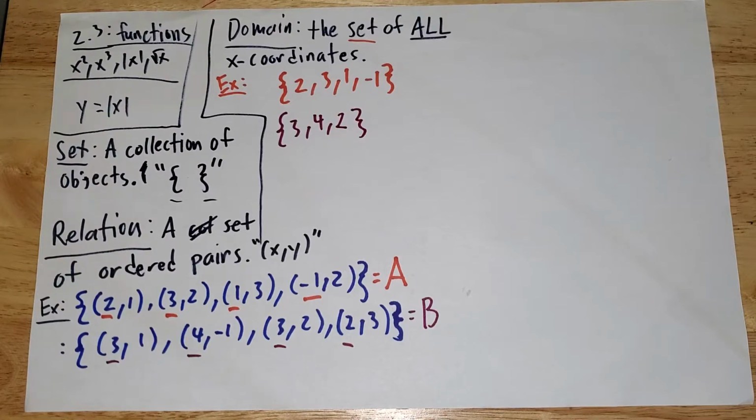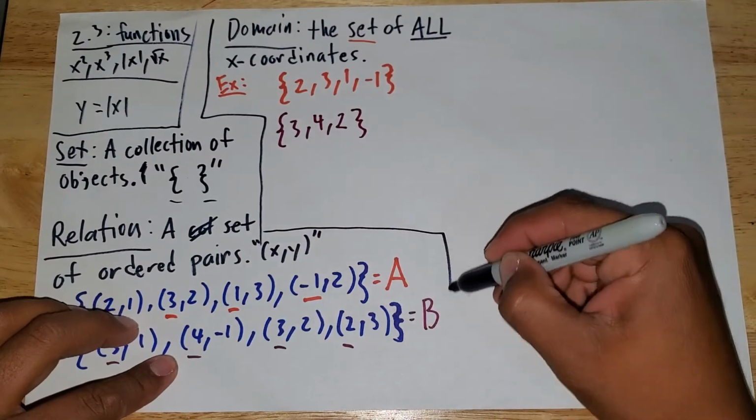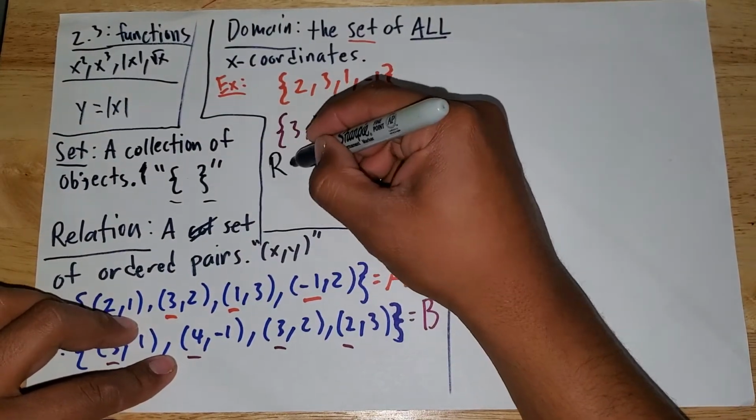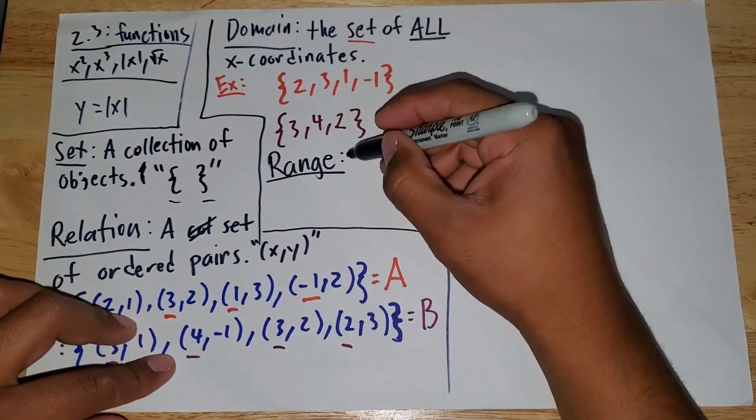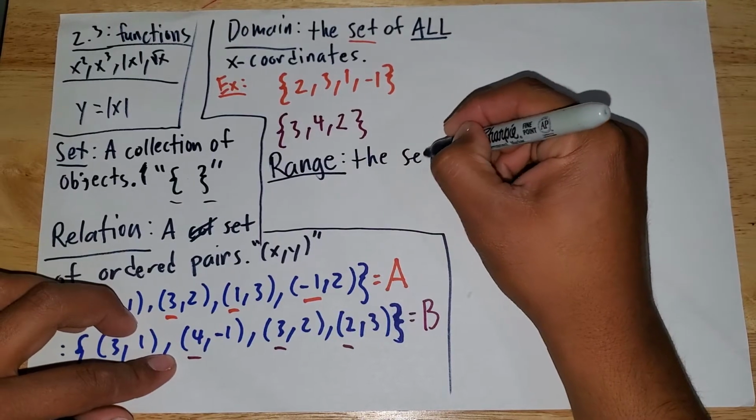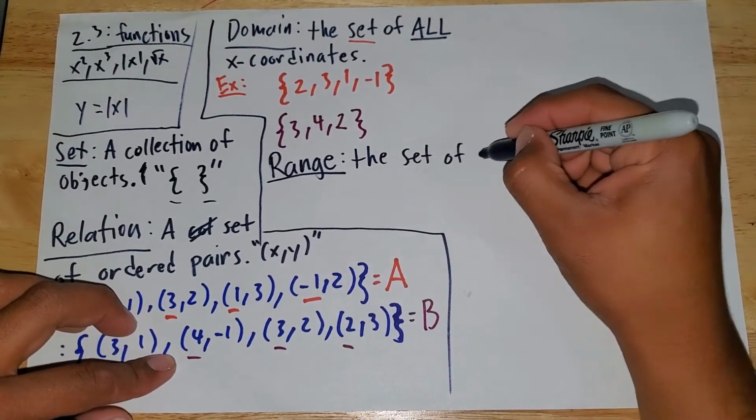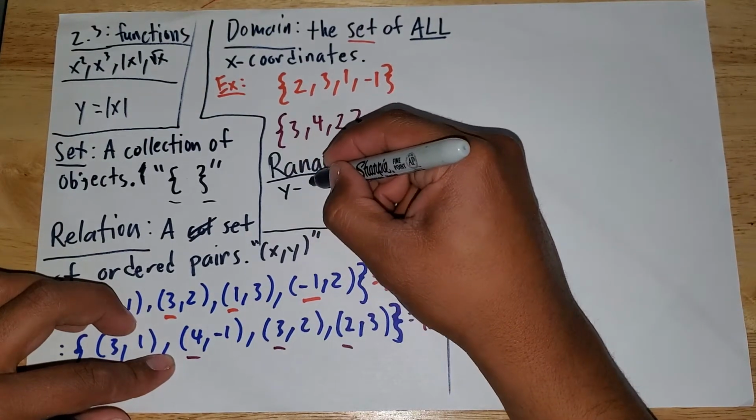And since we're looking at all the x coordinates, there's probably a term for the y coordinates. And that term is known as the range. Just like how the domain is a set of all x coordinates, the range is the set of all y coordinates.